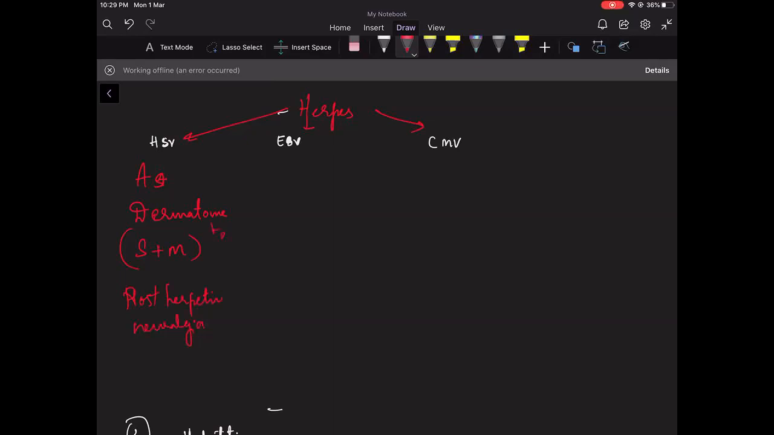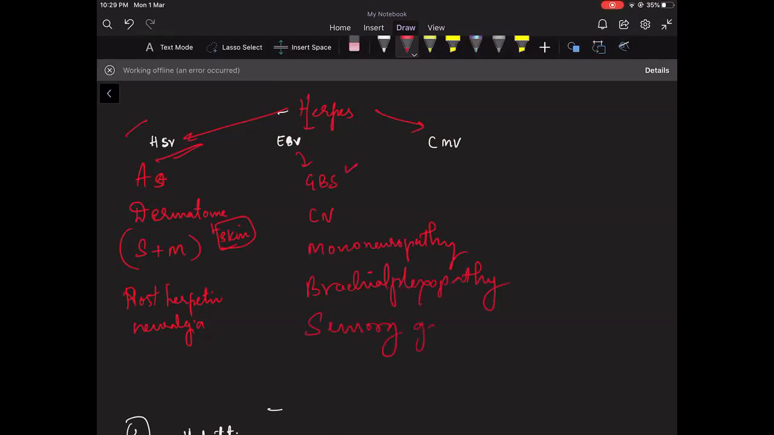It can present like brachial plexopathy and sensory ganglionopathies.